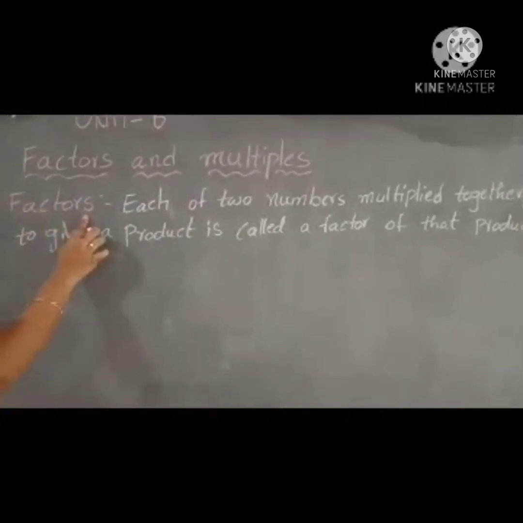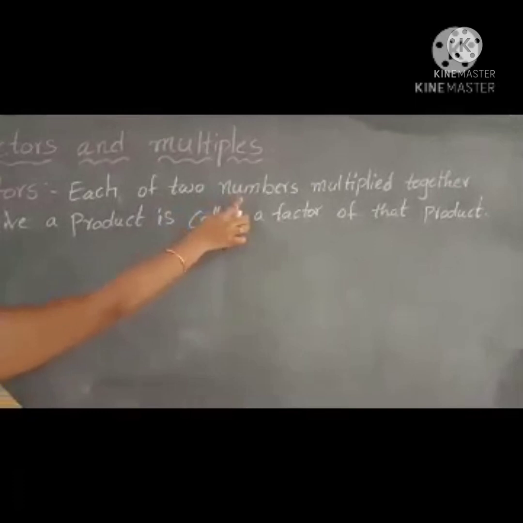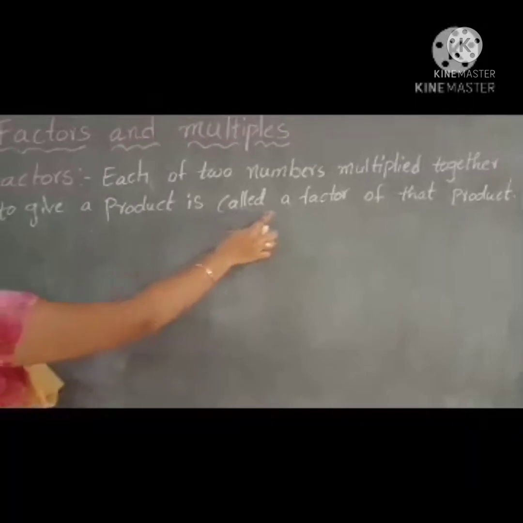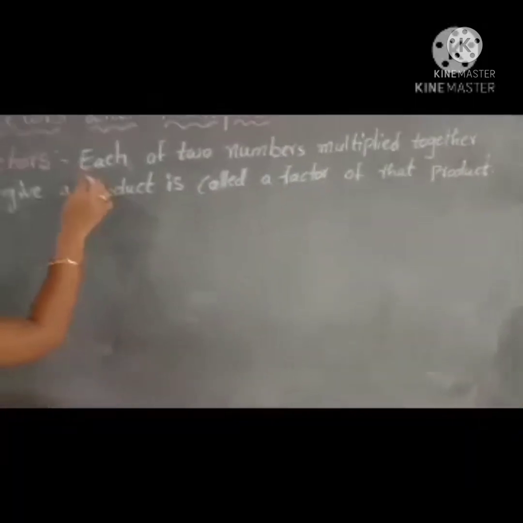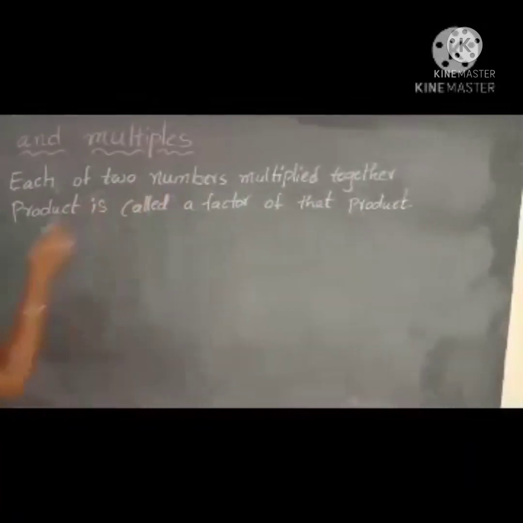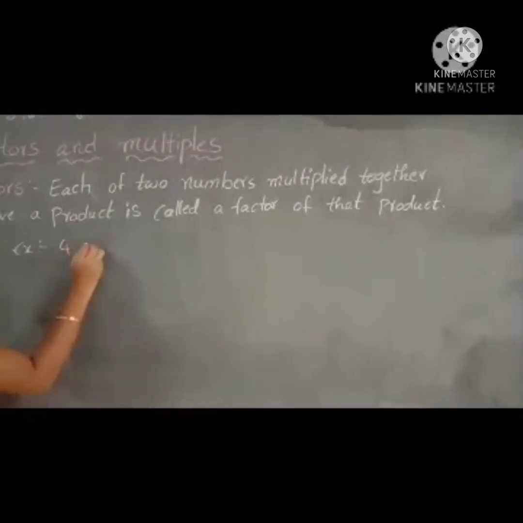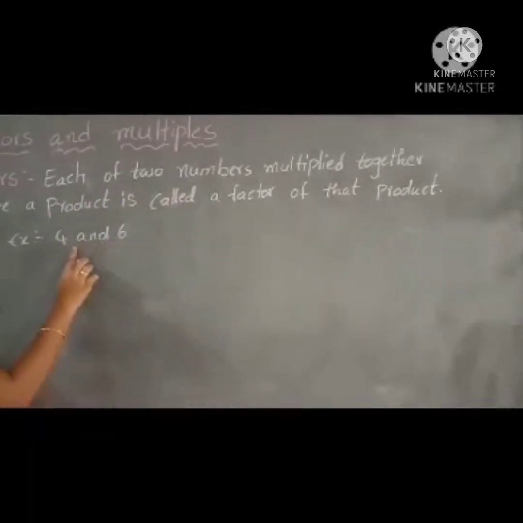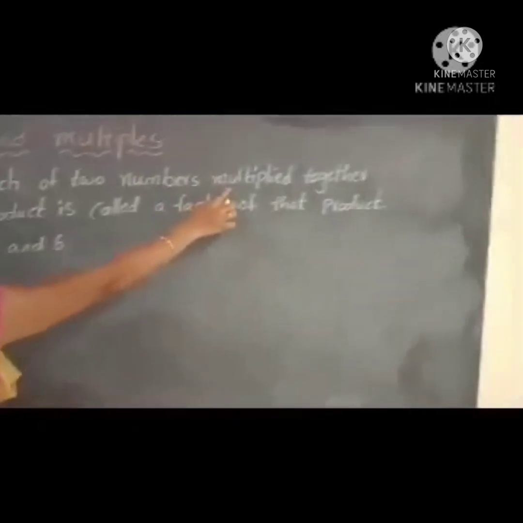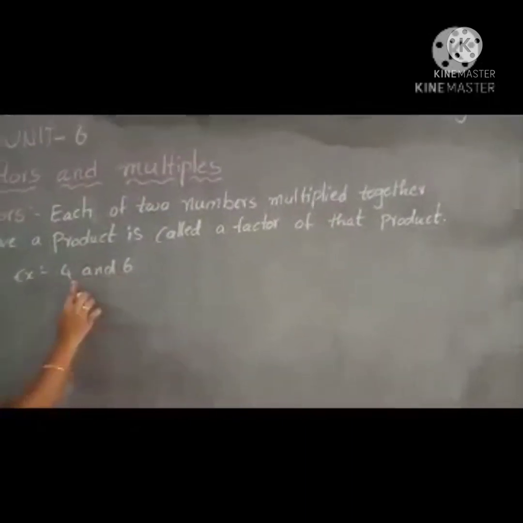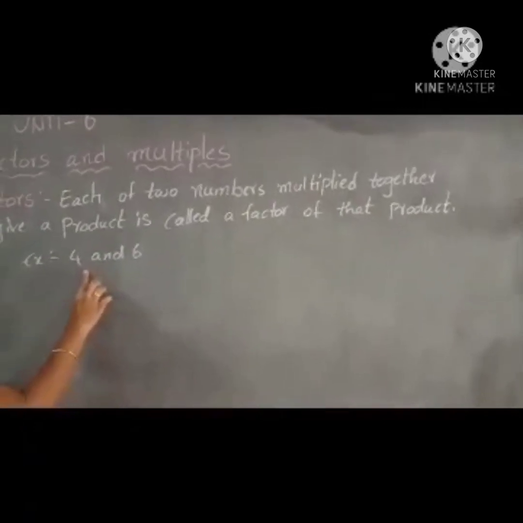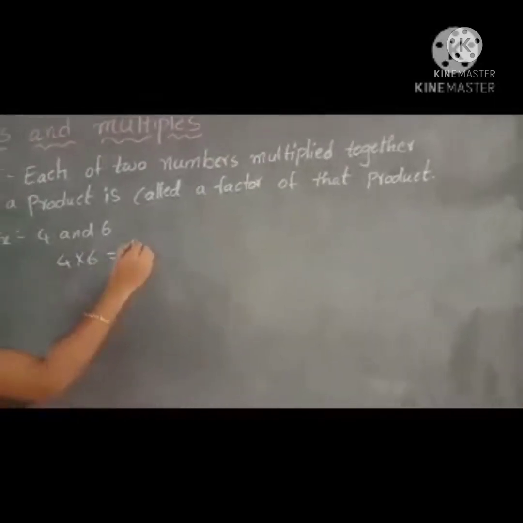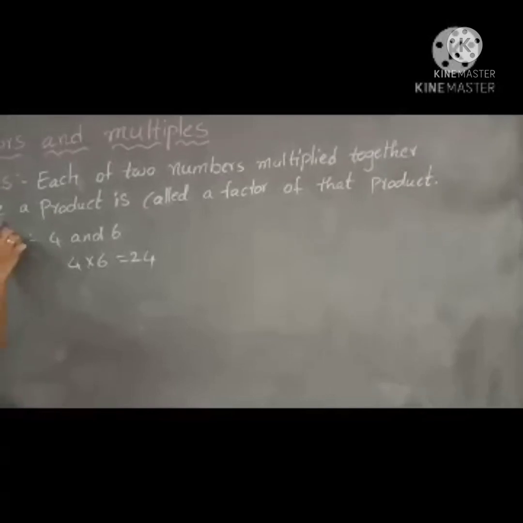See the first one, factors. Each of two numbers multiplied together to give a product is called a factor of that product. For example, here we are taking two numbers, 4 and 6. What are the two numbers here? 4 and 6, multiplied together. If we multiply these two numbers, what will we get? Multiply means multiplication, children. 4 into 6 is equal to how much? 4 sixes are 24.